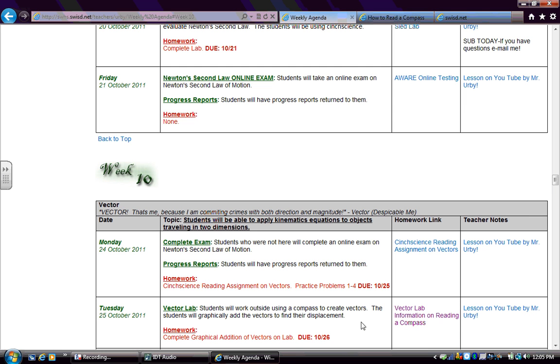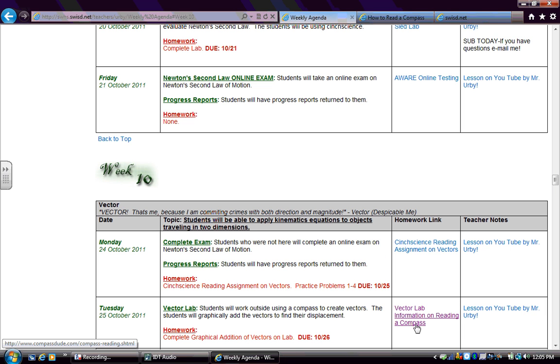After we learn how to use that compass, we're going to apply that knowledge to actually go outside and conduct a lab where we take some vector measurements. You remember that vectors are measurements where you're given a direction and a magnitude. So we're going to need to use this compass to give us the direction of our measurements, and then we'll be using a meter stick to get the actual magnitude.